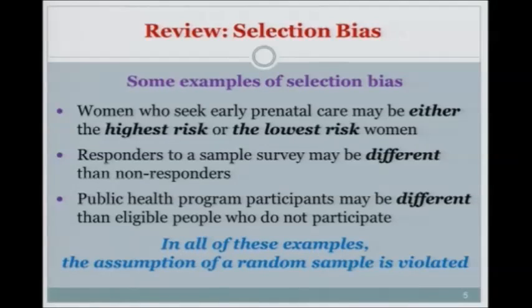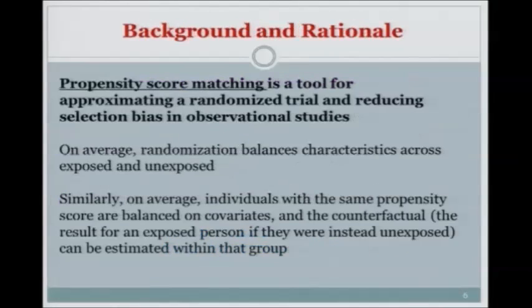But in all of the examples, the assumption of a random sample from your target population to your sample is violated, right? So propensity score matching is a tool for approximating a randomized control trial and reducing the selection bias when we have these quasi-experimental program evaluations or in observational studies in general. It's not just for program evaluation, it can be used for observational studies, right?